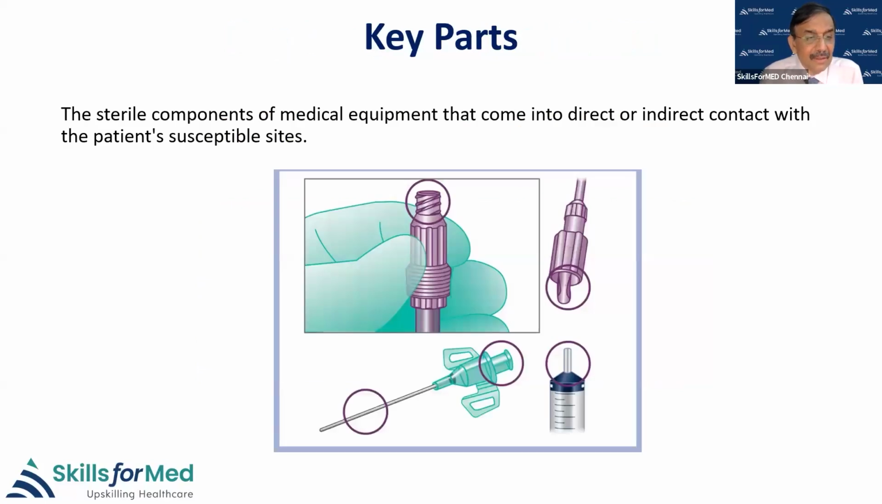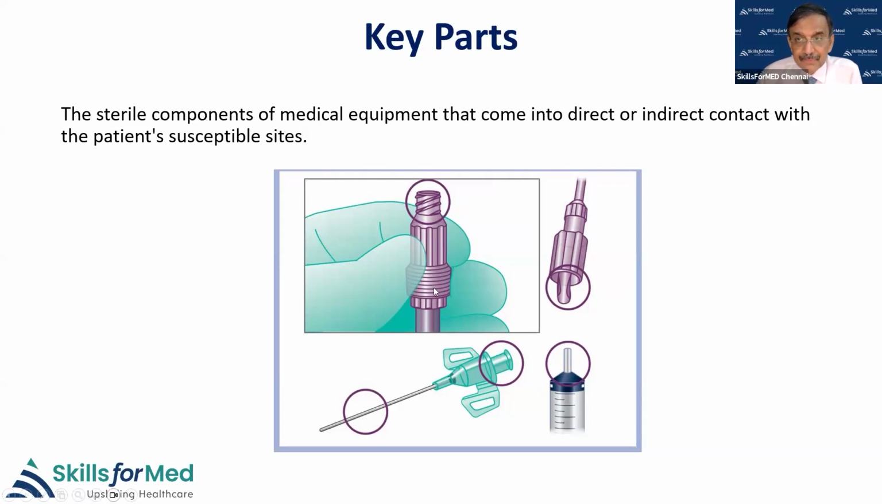So key parts are components of medical equipment that come into direct or indirect contact with patients' susceptible sites and therefore can result in infection. So you can see the tip of the hub, if it is contaminated, can transmit the infection into the bloodstream. Similarly, the needle hub and the syringe tip. So all these things are known as key parts. And you need to keep them sterile, that is, when you open the wrapper, this part should not touch anything else.